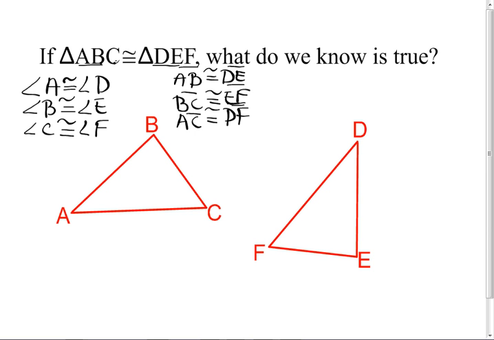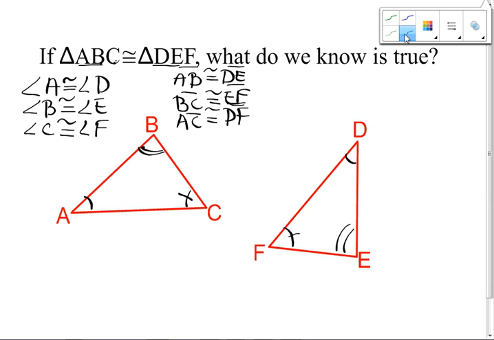Okay, my board's off a little bit. So I could mark everything as congruent. Angle A is congruent to angle D. Angle B is congruent to angle E. Angle C is congruent to angle F. And then I could even mark the sides that are congruent. AB is congruent to DE.